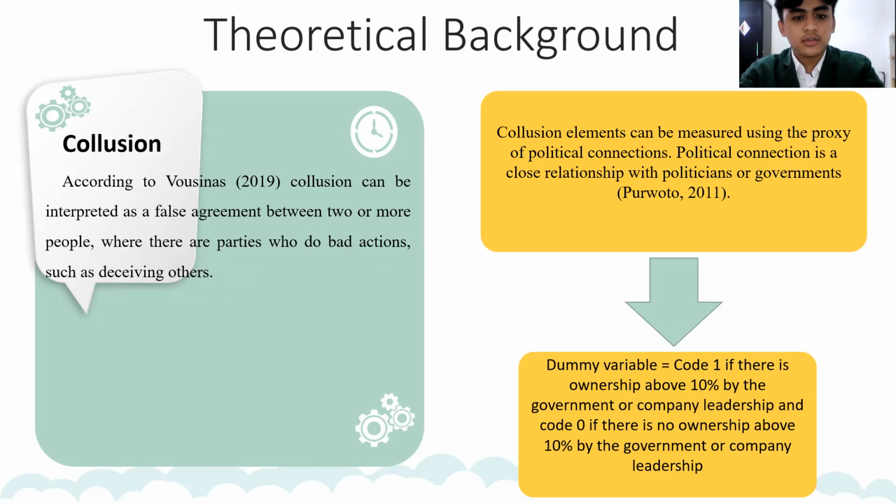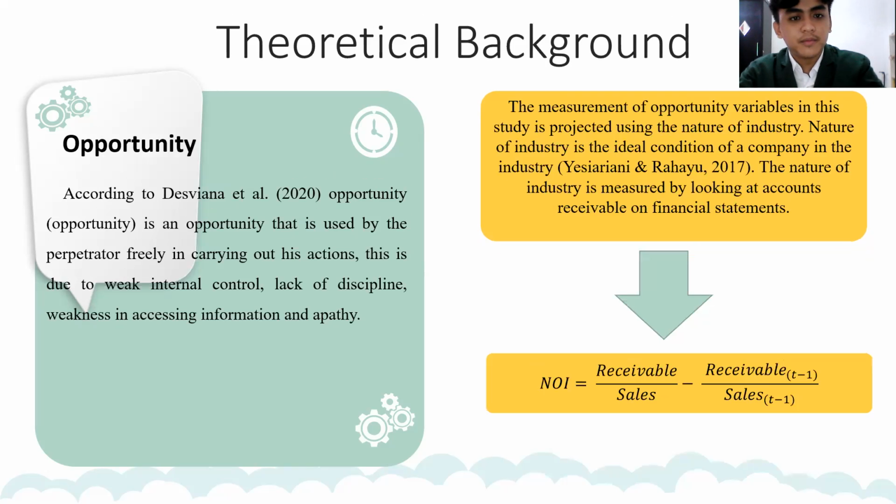3. Collusion. Collusion can be interpreted as a false agreement between two or more people, where there are parties who do bad actions such as deceiving others. Collusion element can be measured using proxy political connection. Political connection can be measured by using dummy variable, code 1 if there is ownership above 10% by the government or company leadership, and code 0 if there is no ownership above 10% by the government or a company.